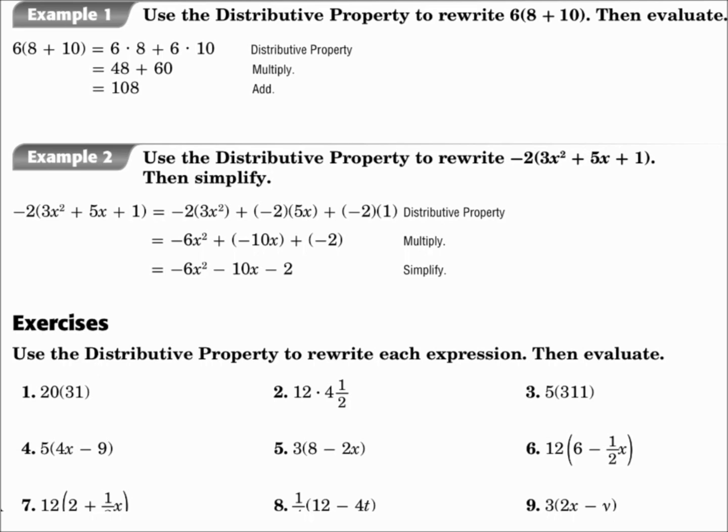Example 1. Use the distributive property to rewrite 6 times the quantity 8 plus 10, then evaluate. When you have 6 times the quantity 8 plus 10, you can do 6 times the 8 plus 6 times the 10. Notice the 6 is multiplied by each number inside the parentheses. Then do each of the multiplications there. You get 48 plus 60, which is 108.